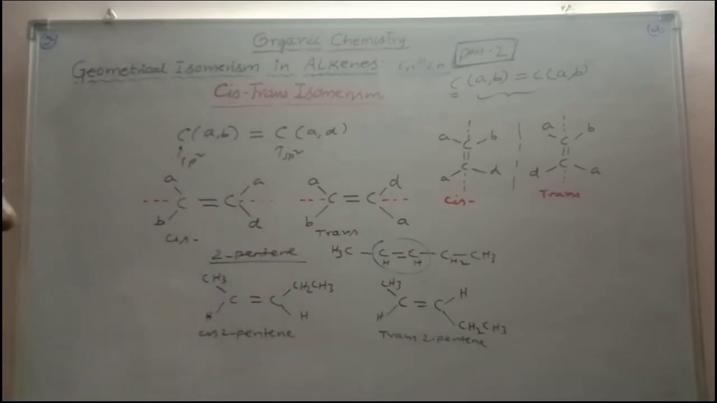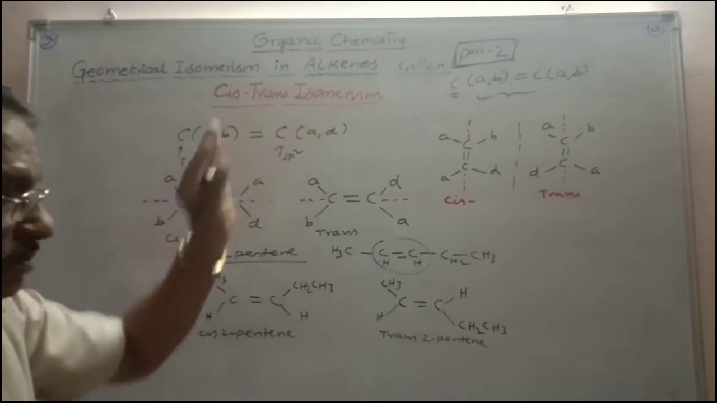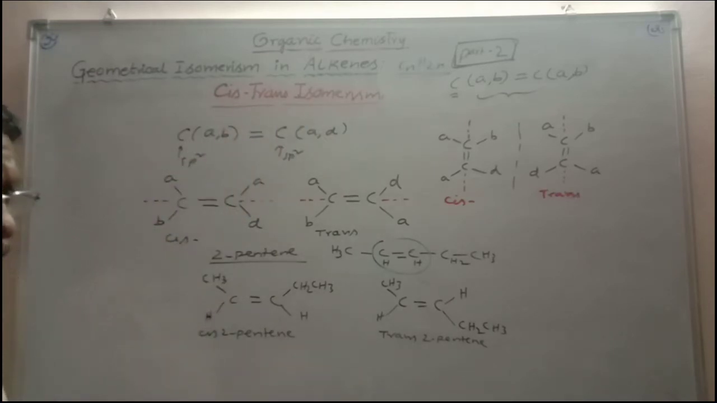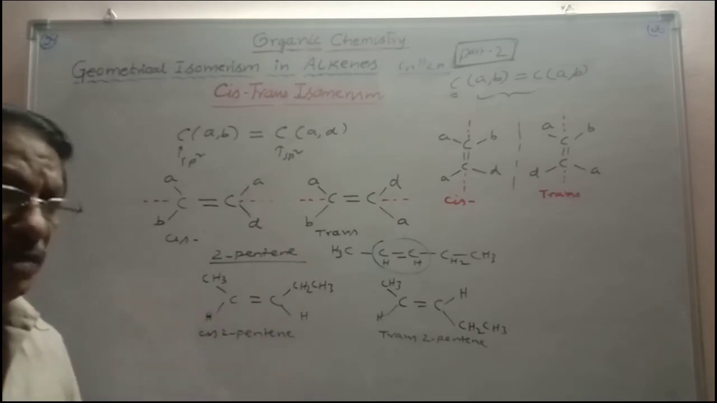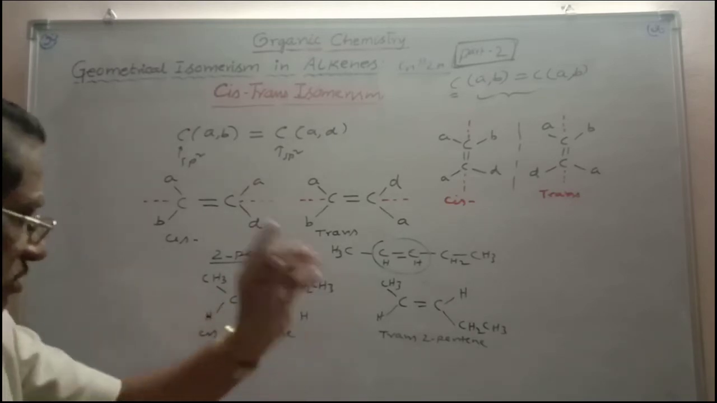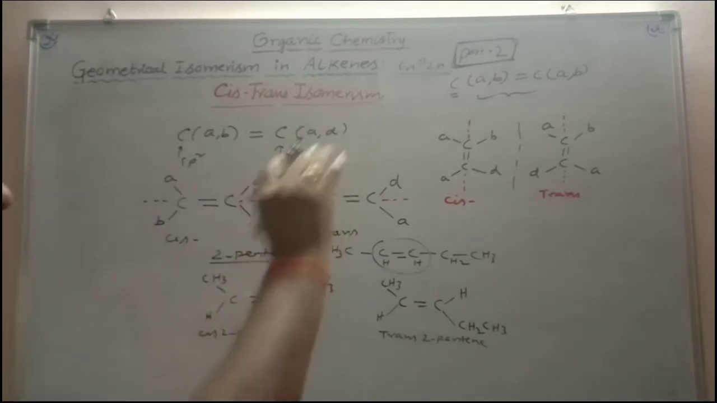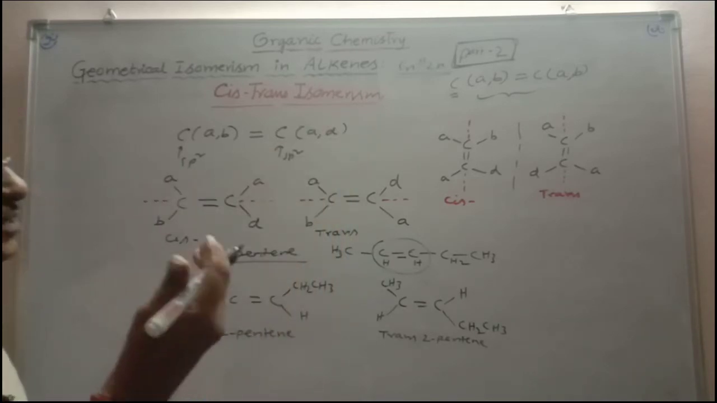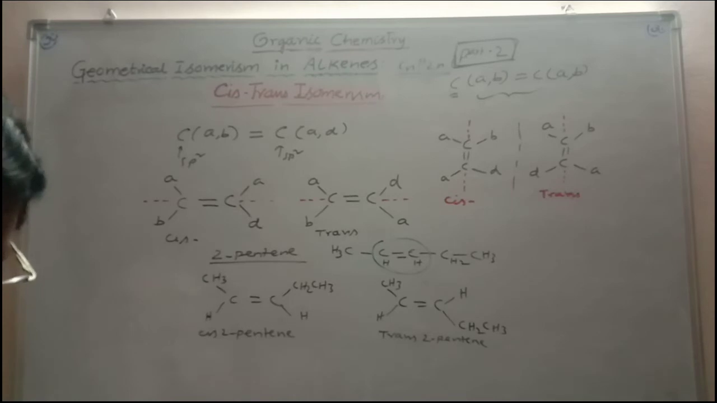In this way, whenever such examples are there, both the carbons are carrying two different groups, but out of the different groups, one is common. Basing on the common group, we are able to write cis and trans in the case of such examples. Okay. The third example now we have to take, which is more familiar. Please note it.